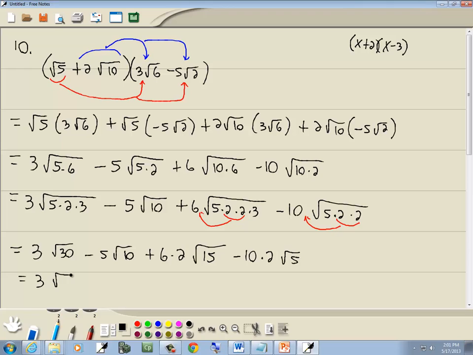So that gives us 3 square root of 30 minus 5 square root of 10. 6 times 2 is 12, square root of 15. Minus 10 times 2 is 20, square root of 5. And that's our answer.